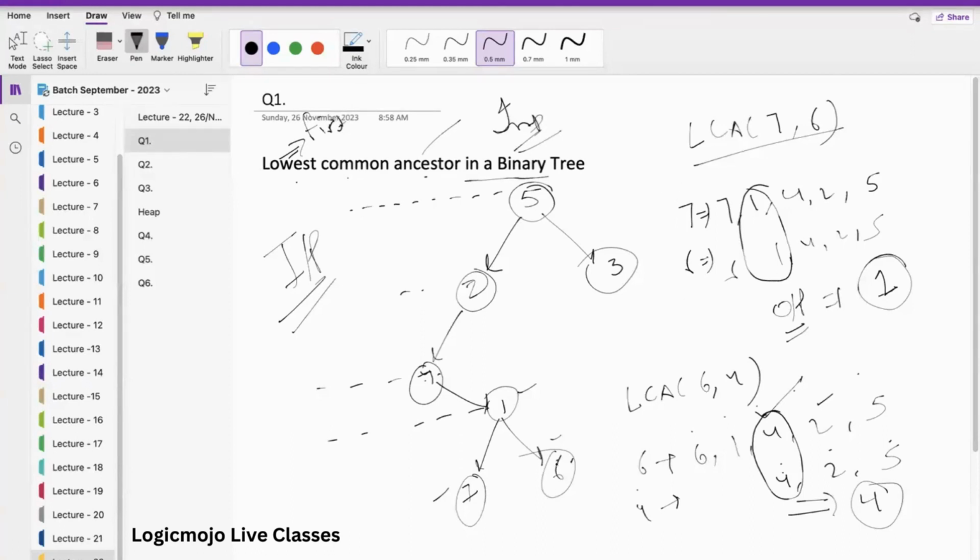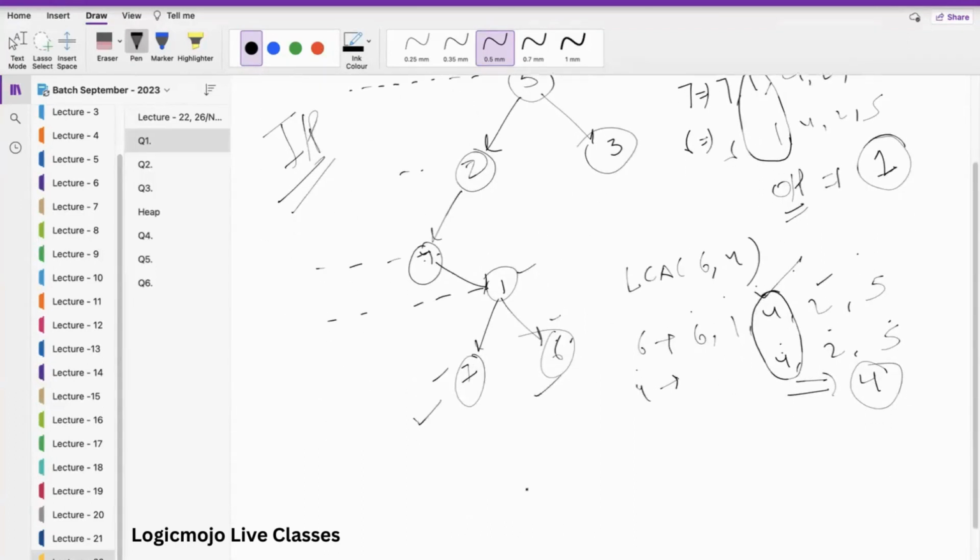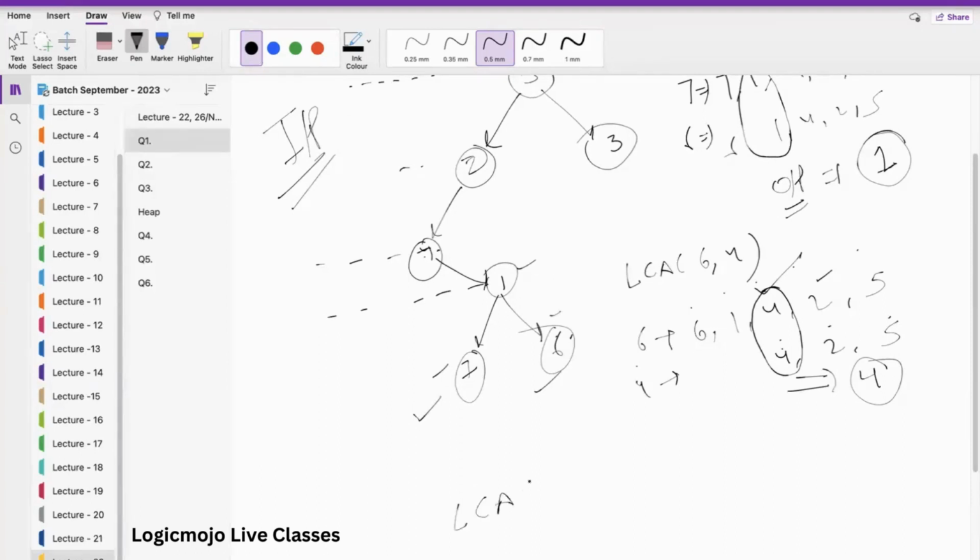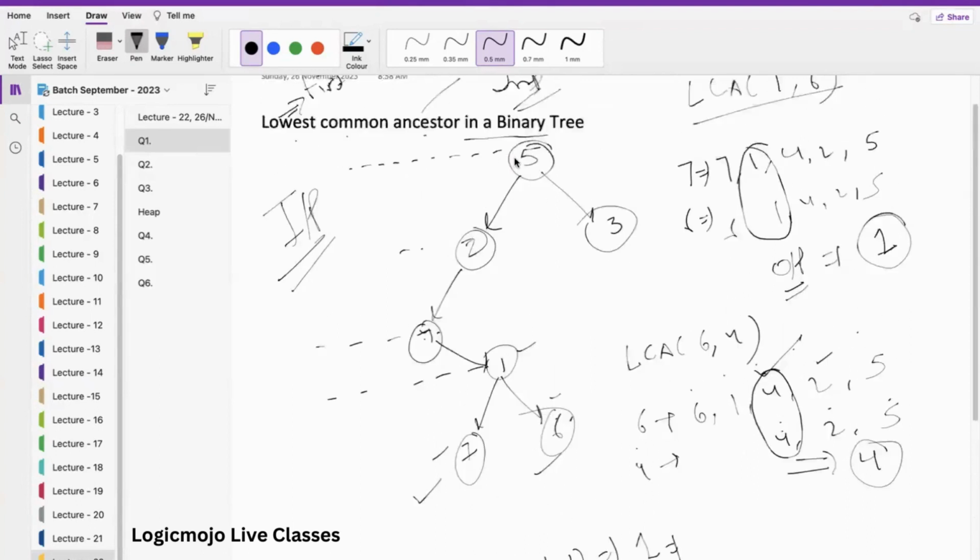So 7, 6 is clear. 6, 4 is clear. How about 1, 3? For 1, what are the common? Sorry, Afnan, can you again explain this 6, 4? Okay.